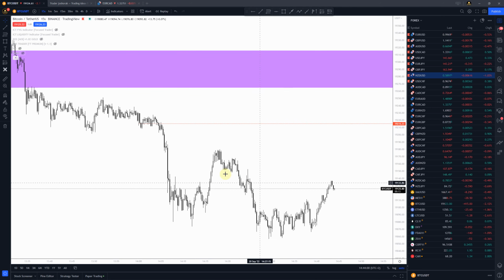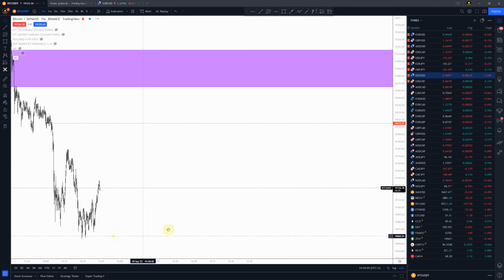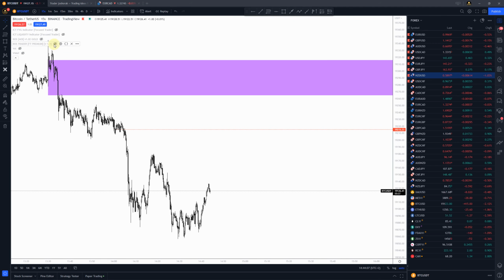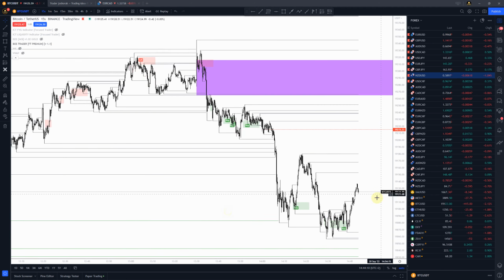Okay, so those were the possible trades. We could also look for an entry here, but I don't think that there will be a good one, because there is a consolidation here.